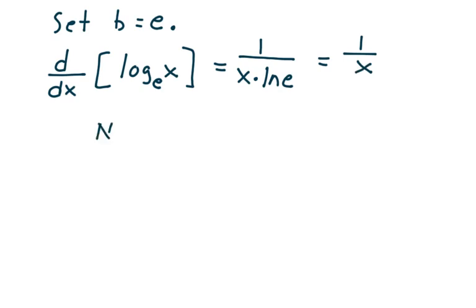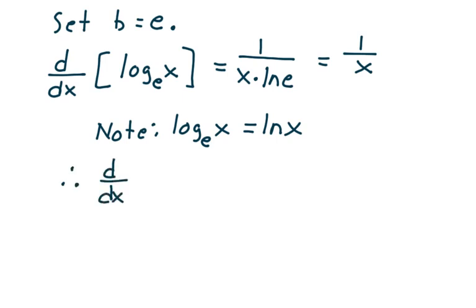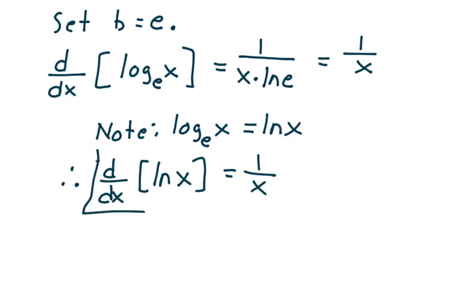And note, log base e of x is the same as natural log of x, ln of x. And so therefore, we can say the derivative of ln of x is the same as 1 over x. So this is just a special case of the previous result. And what I want to do is do some examples that involve the derivative of the natural log. And so we're going to differentiate the function.